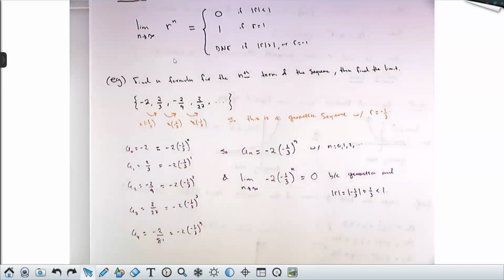There was a question a minute ago, what happens if you change the exponent to n+1 instead of n? Well, if I had -1/3 to the n+1, then I would just rewrite that as -2 times -1/3 times -1/3 to the n. So you can use your normal algebra rules here. All the algebra that you've known since antiquity is useful in sequences as well.